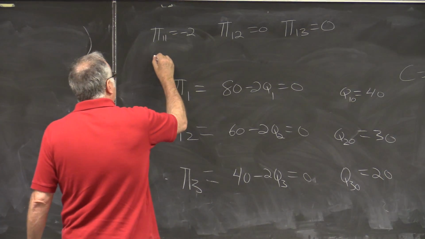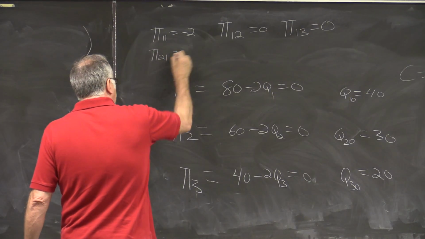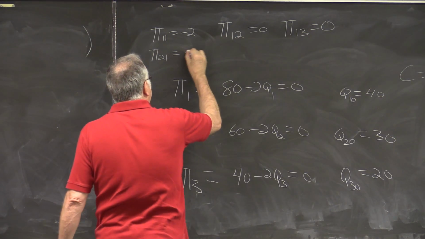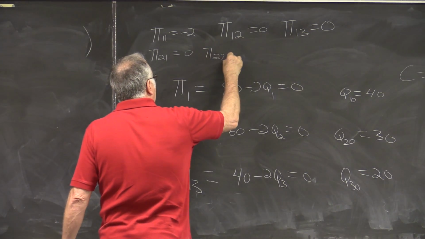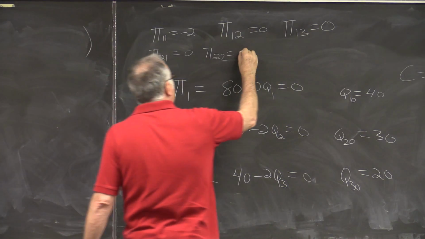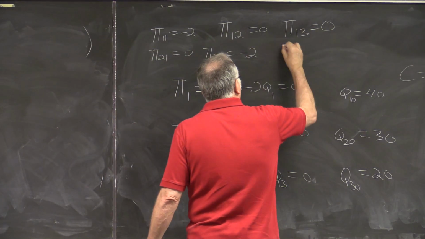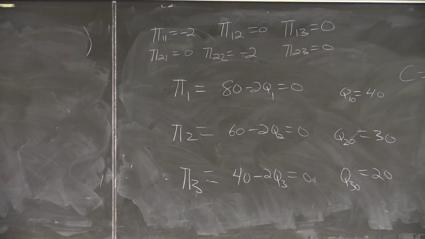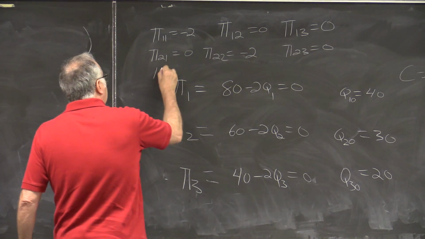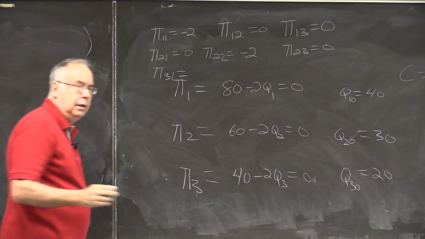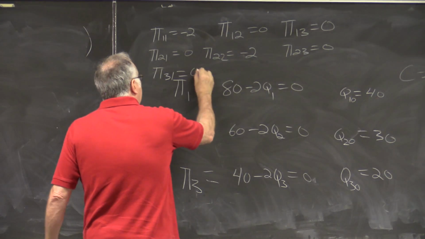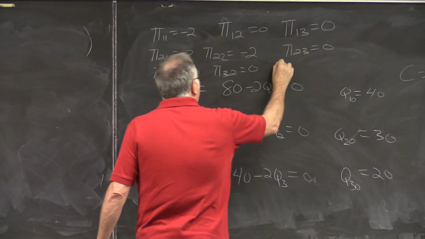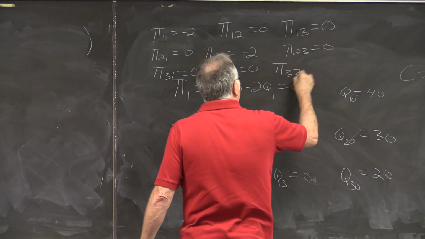Okay, let's do the next row. Pi 2,1. 0. By the way, pi 2,1 is equal to pi 1,2, that's 0. Pi 2,2. Negative 2. Pi 2,3. 0. Pi 3,1. 0. Pi 3,3. Oh, excuse me, pi 3,2. 0. Pi 3,3. Negative 2.